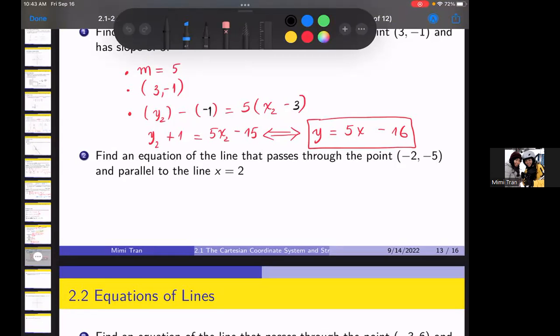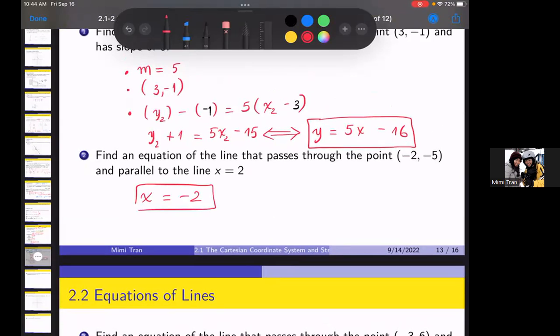So what can you tell me about the equation? I give you two types of information. Yeah, x equals -2, right? So x must be -2. There's no other way. It has to be that one, right? Parallel, then go through this point. So on the exam, if you're clever enough, all you have to do is tell me x equals -2.